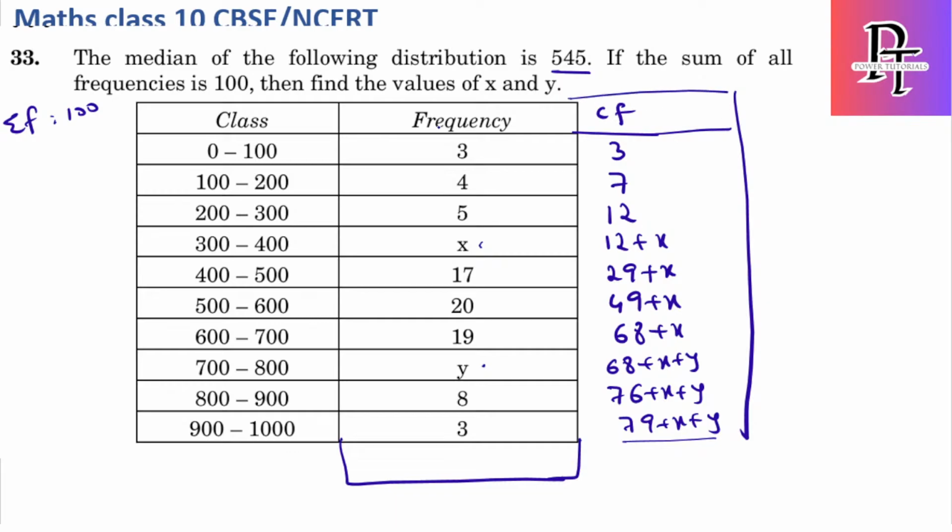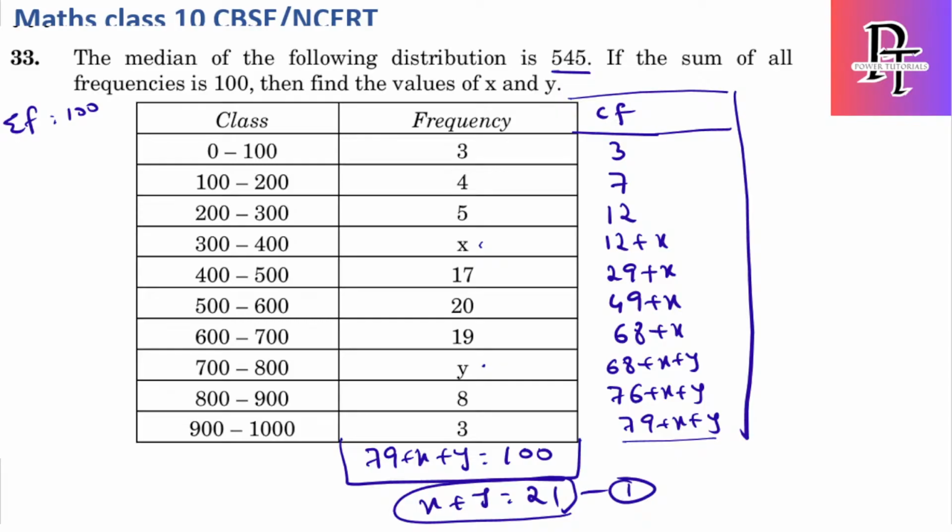So now I have x, CF, F and CF. Sigma f, this value, that is 79 plus x plus y, they have provided the value as 100. So x plus y should be equal to 100 minus 79, which is 21. Okay, so this is one condition. The second condition we will see by finding the median value.